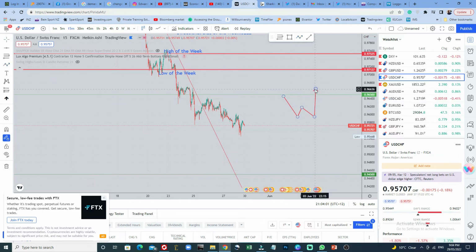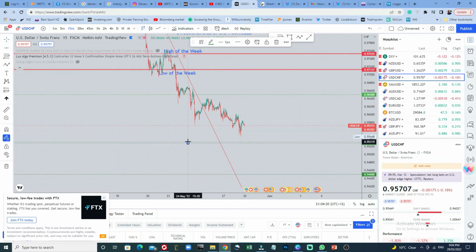Okay, now let's find an entry. Let's look for the closest psychological level around this area. If we can find an entry here. Now this is a psychological level here, 0.95800. Now let's just create one here.